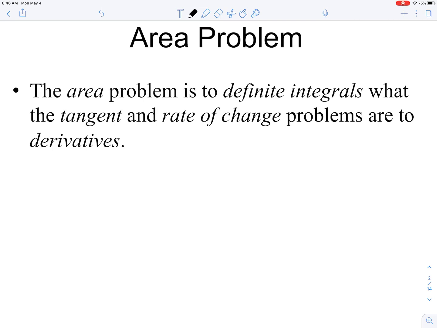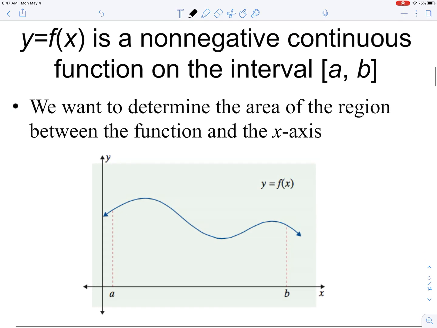Like the applied optimization problems where we are trying to maximize or minimize a quantity, we fell back on our knowledge of derivatives and using calculus to identify characteristics about functions. Like we determined where the function was increasing or decreasing, which then helped us identify extrema, so maximums or minimums, and then that ended up translating over to our application. So the same thing is going to happen here in our study of definite integrals, but the area problem is to definite integrals what those tangent and rate of change problems were to derivatives.